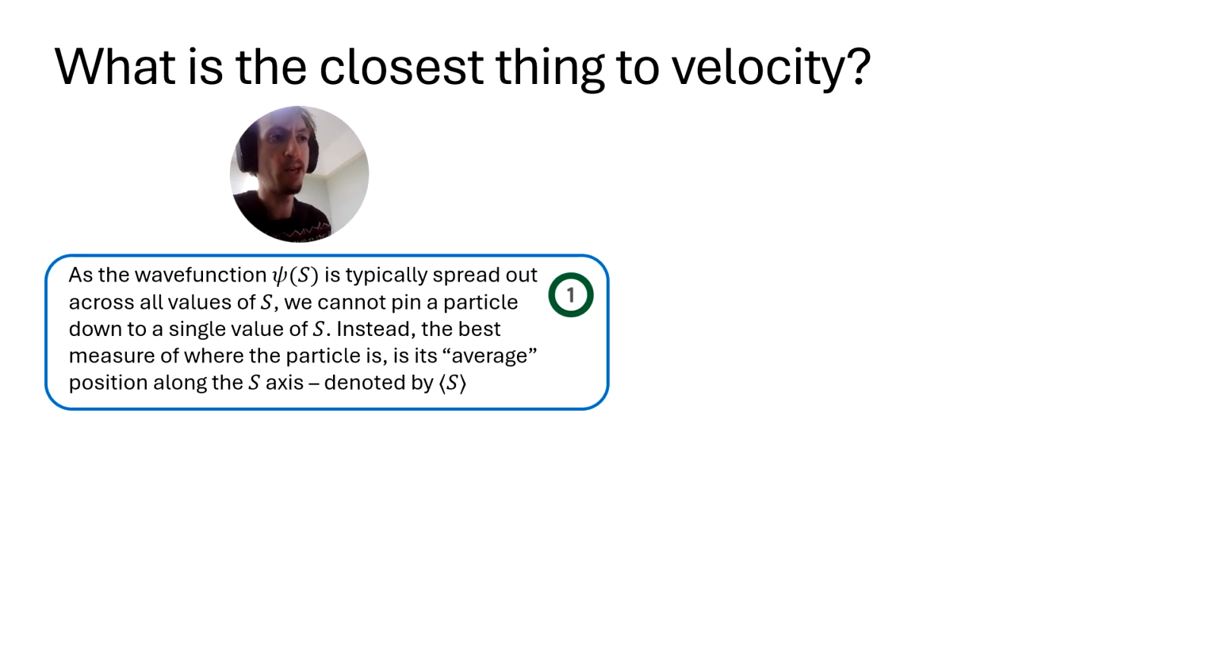Now, an important thing is that a quantum particle is traditionally described by a wave function, and that wave function is spread out over space. For the purposes of this video, I'm considering the particle to lie exclusively along the s-axis. So our wave function psi takes in a value s and then outputs a number. That number can be complex, can be real. For now, it doesn't really matter.